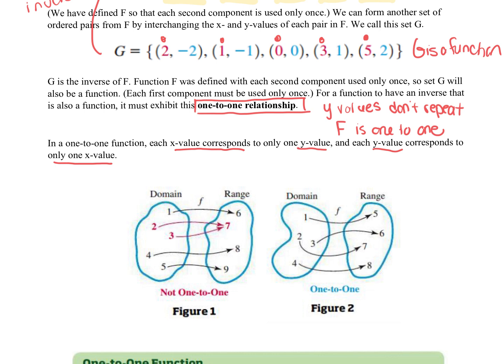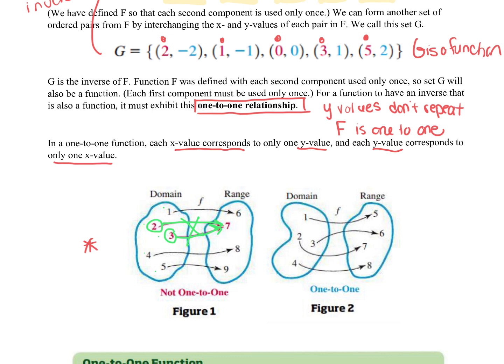So if you look at the example right here, figure 1, this is not one-to-one because of this. 2 went to 7. 7 should be done. No more friends for the y value 7. But the 3 also went to 7, and so this is not a one-to-one function. It is a function. None of these x's repeated. It's just not a one-to-one function.